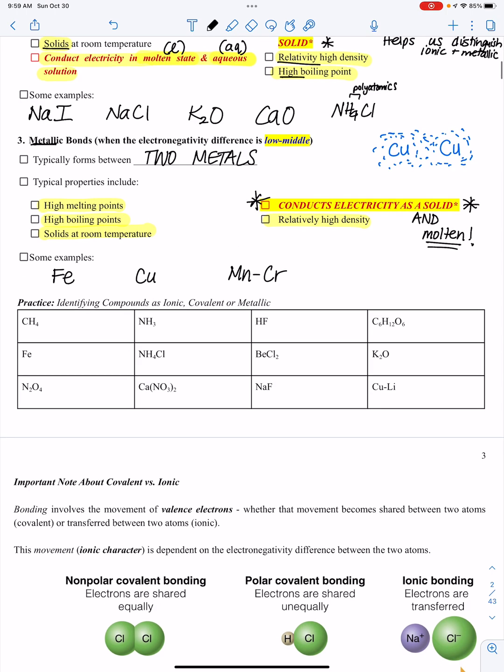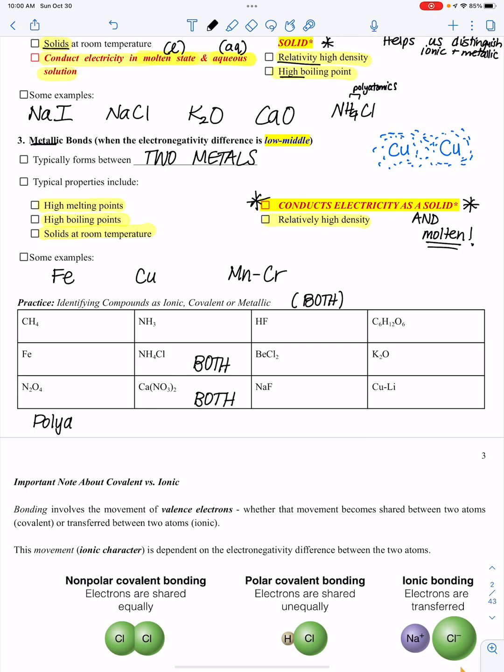To show your understanding of the types of bonding, I'd like you to do these practice examples and identify compounds as ionic, covalent, metallic, or both. I'm actually going to put the answer to both for two of them. This would be both. This would be both. I'm putting that in there for you so you don't have to worry about that.